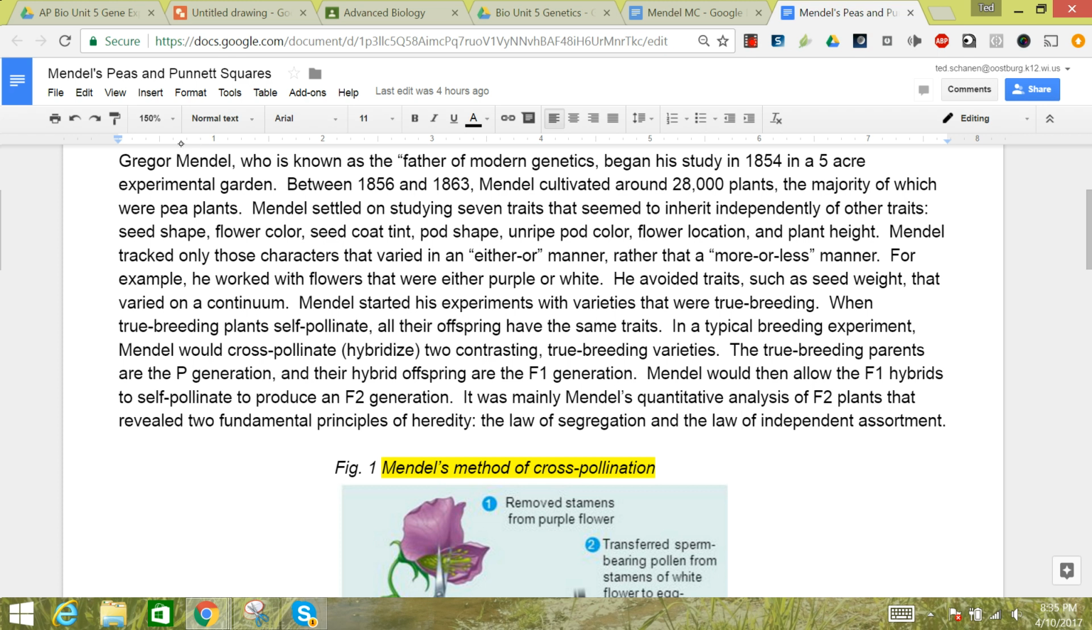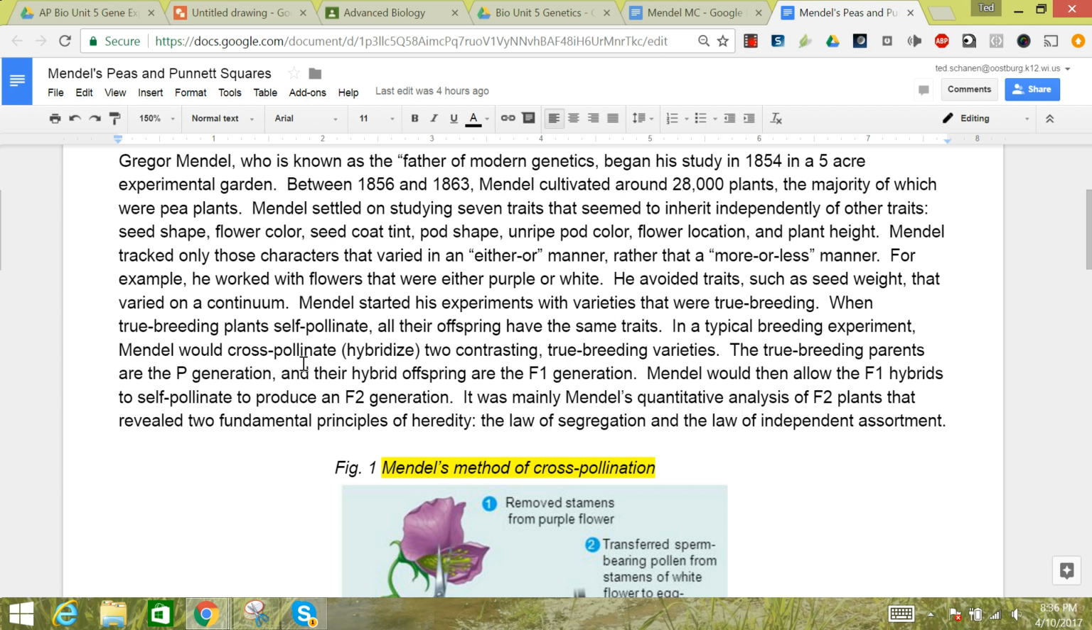So when we're talking about Mendel, a long time ago, he grew a whole bunch of plants. And what he ended up doing is he found varieties that were true breeding, which means that they produced the exact same type every single generation. So you would call those purebreds. And that was in this pea parent generation.